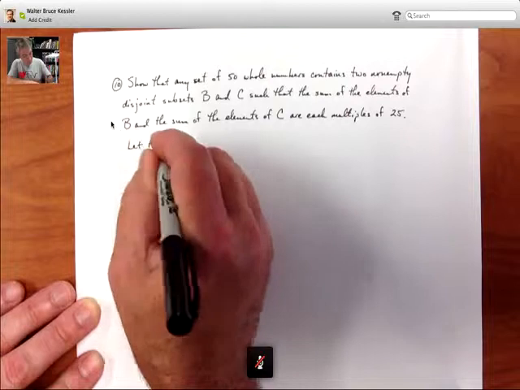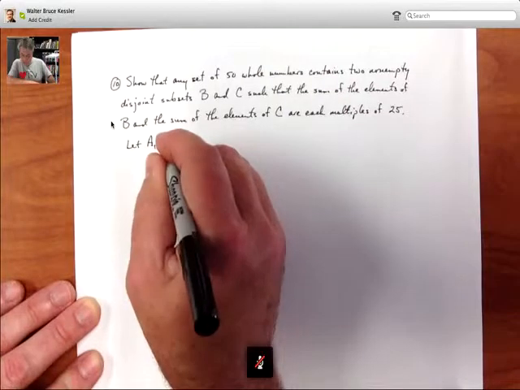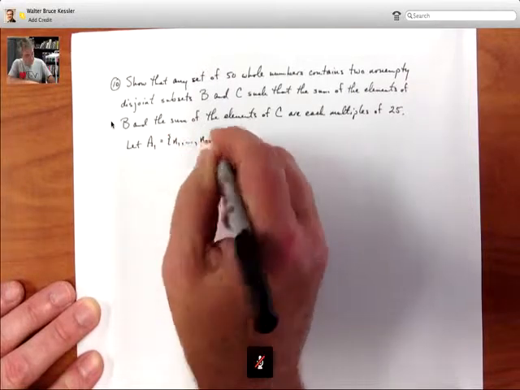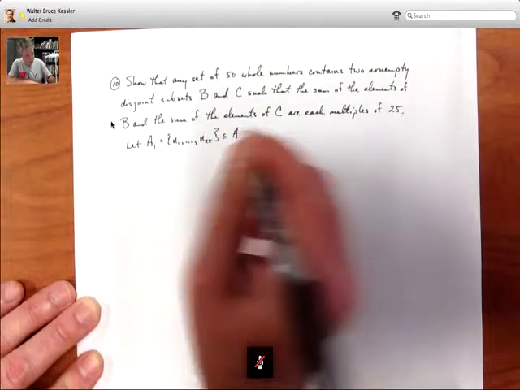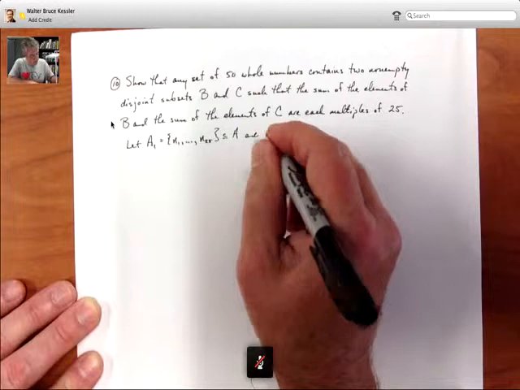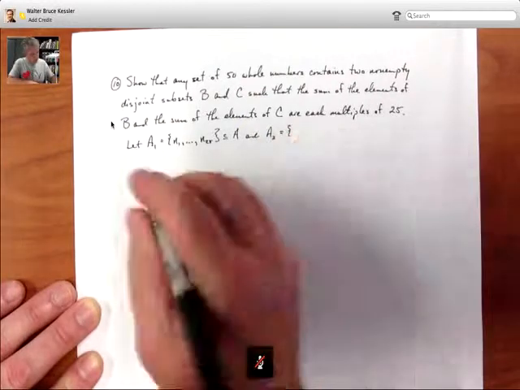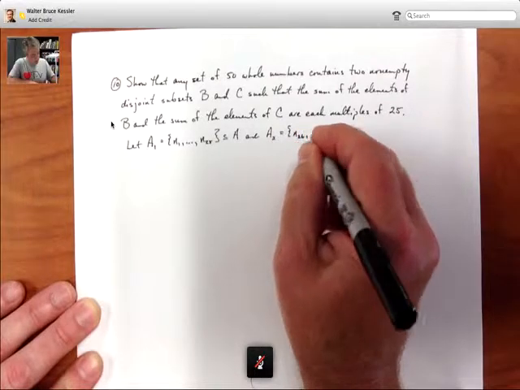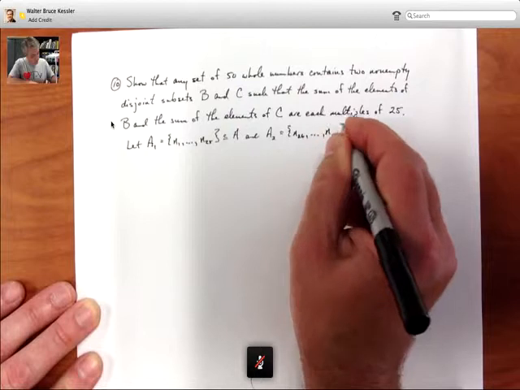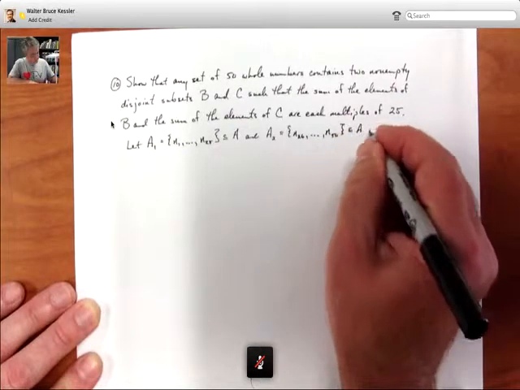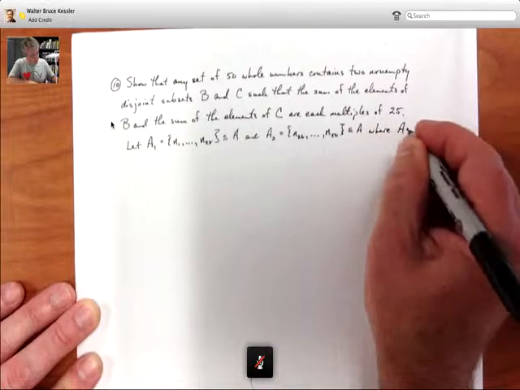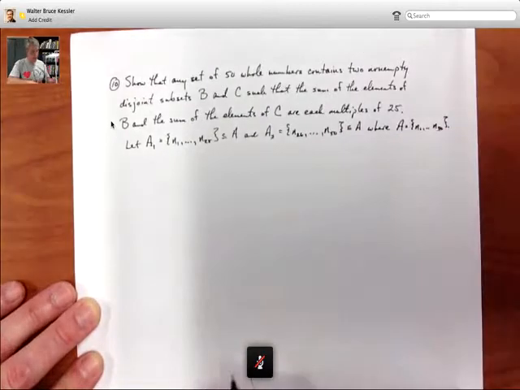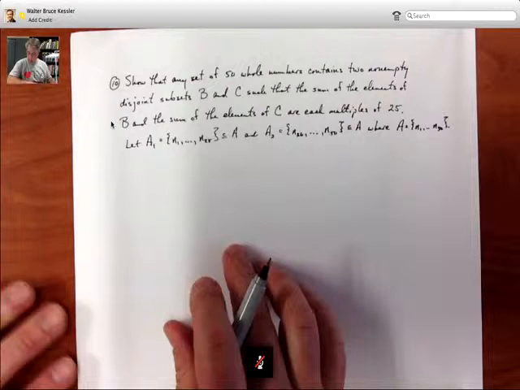So let A1 be a subset of A, and A2, I guess I should have defined that these things are in A, the N's, N26 through N50, subset of A, where A is N1 through N50. Okay, so that's the disjointness thing there.